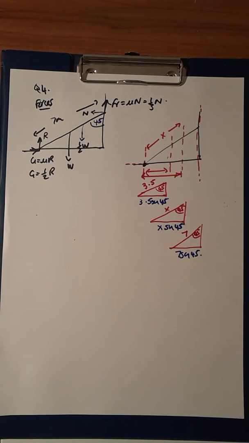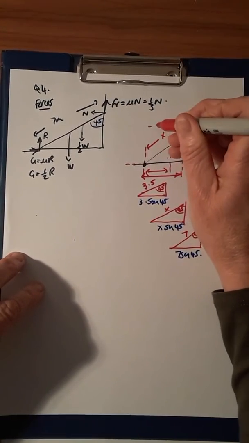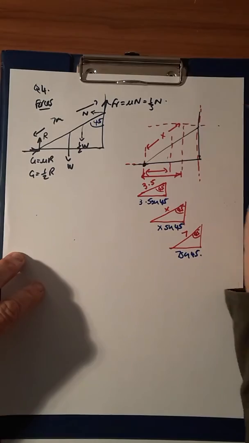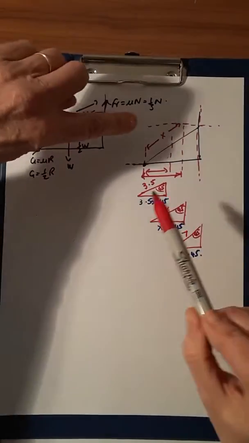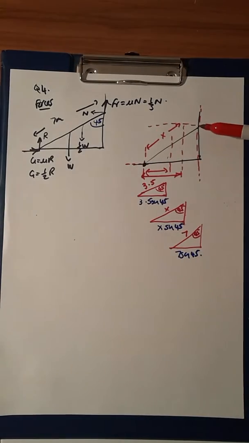Okay, so that's those three distances sorted. Now let's have a look at N. We haven't done N yet. So here's N's line of action. There it is. Look at its distance from the fulcrum, from there to there, which is the same as from here to here. So that is the full black triangle there, that one.